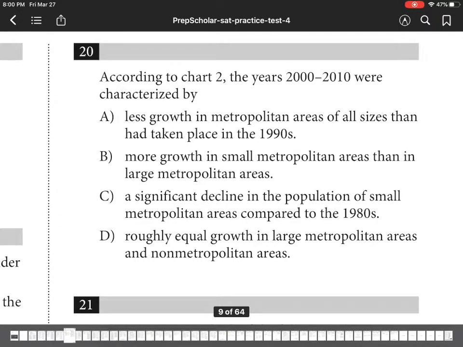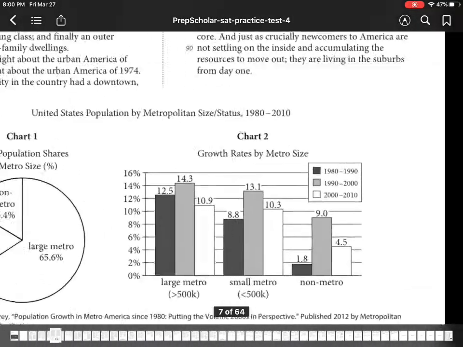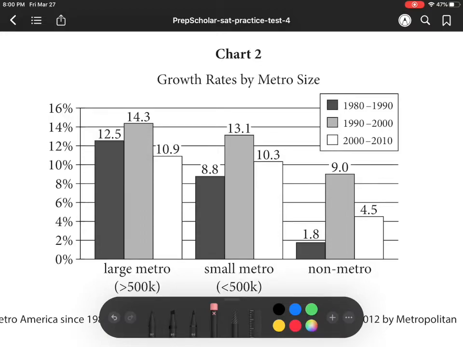According to chart 2, the years 2000 to 2010 were characterized by... So let's go to the chart while I read off our answer choices to see what the data supports. So A, less growth in metropolitan areas of all sizes than had taken place in the 1990s. So what we're looking at is 2000 to 2010, which are these white boxes.